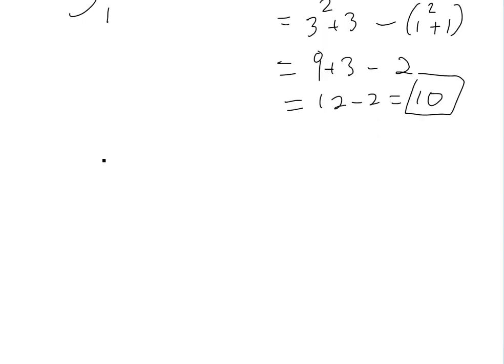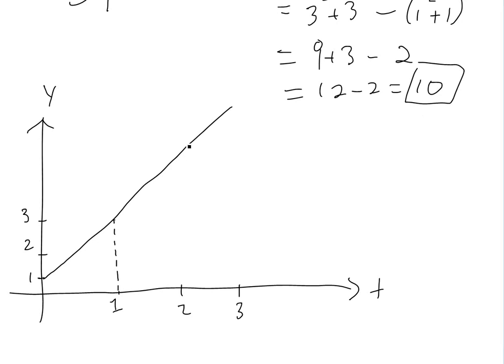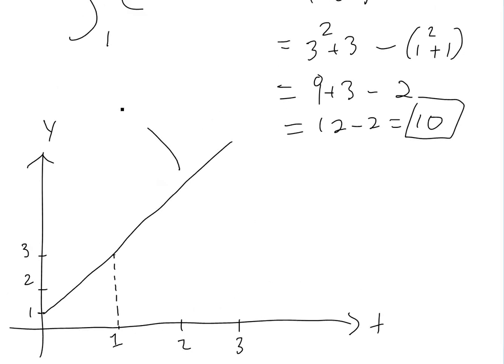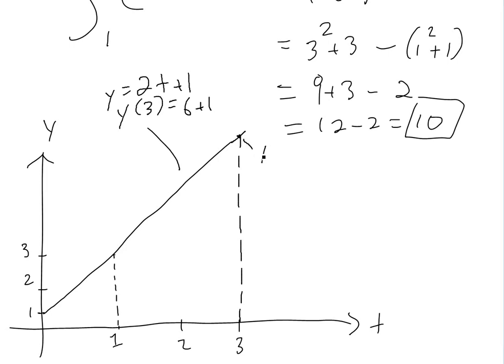Now let's just use the graph. If we graph this line out again, but now from 1 up to 3, remember y is equal to 2t plus 1. So if we put in a 3, y of 3 is going to be 2 times 3, which is 6, plus 1, so 7. So we'll write this down here. This height is 7, so y is equal to 7, and it's above this axis here.